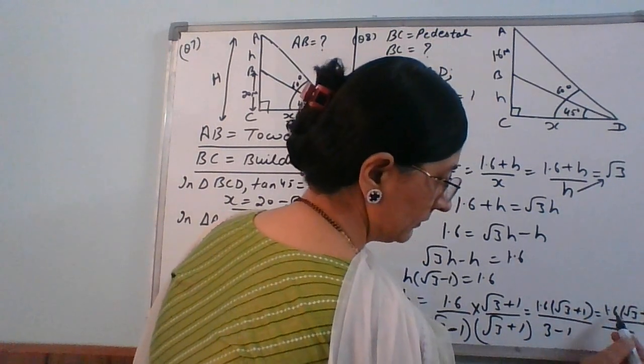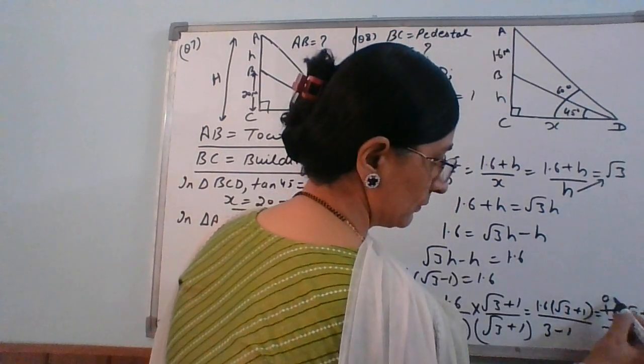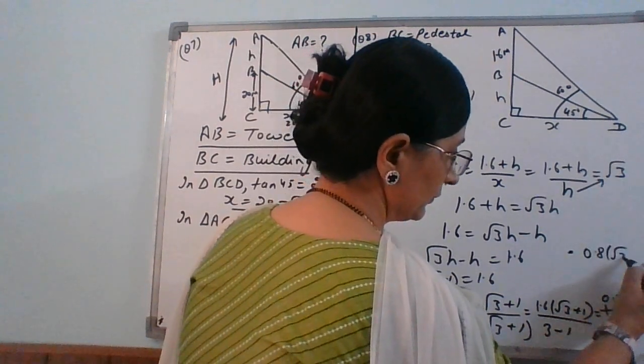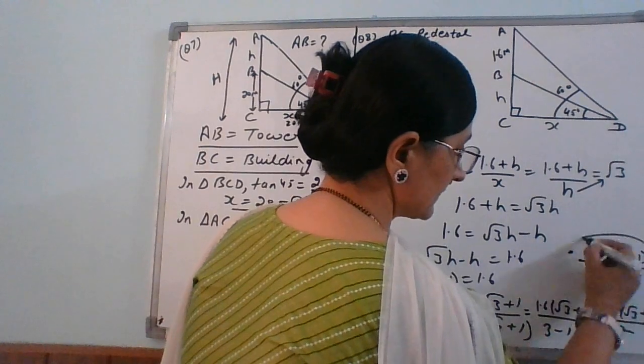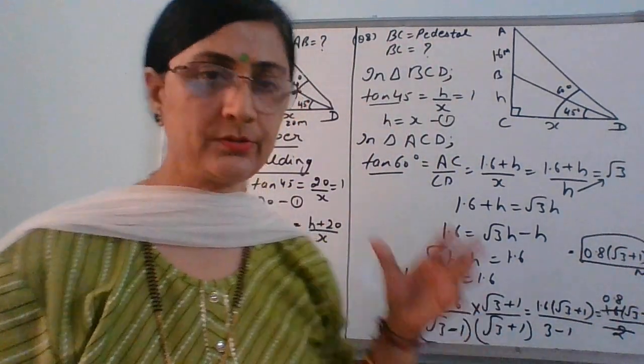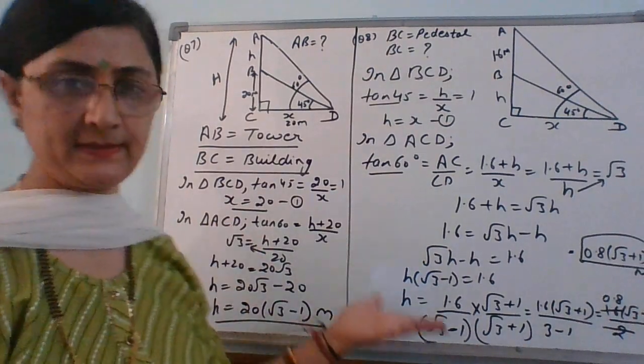You cancel the 2, right? By the table of 2, it cuts to 0.8. So the final answer is 0.8 into root 3 plus 1 meters. This is the height of the pedestal, right? So both the questions are of the same type.